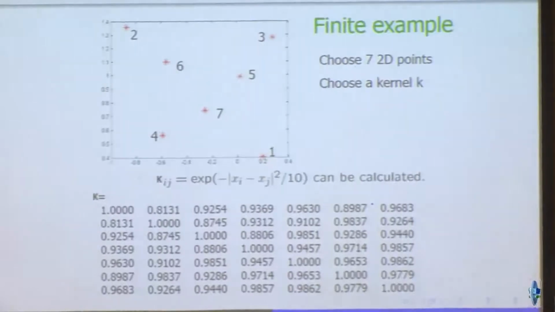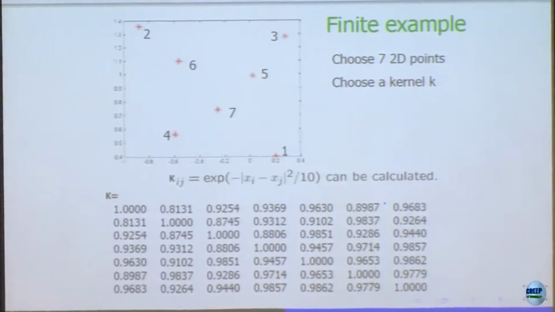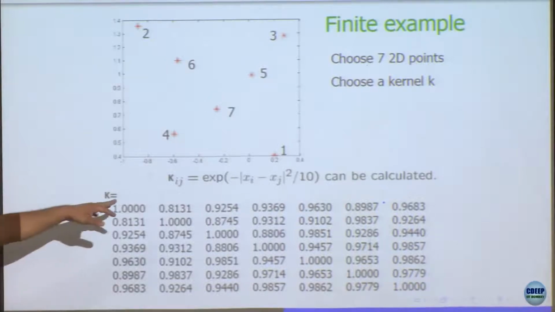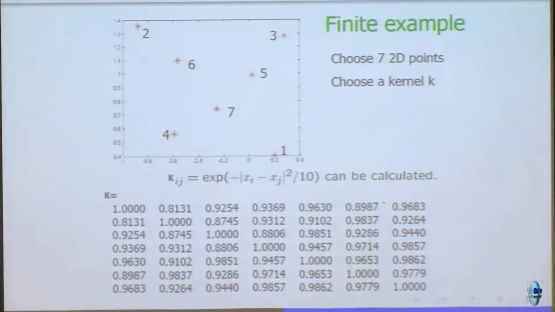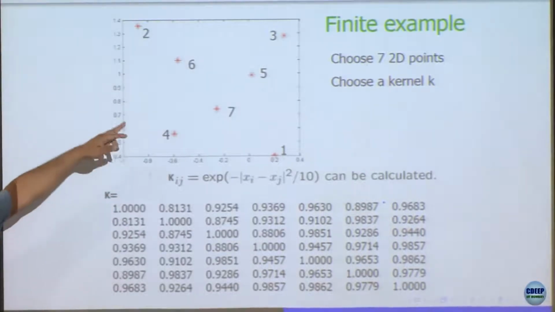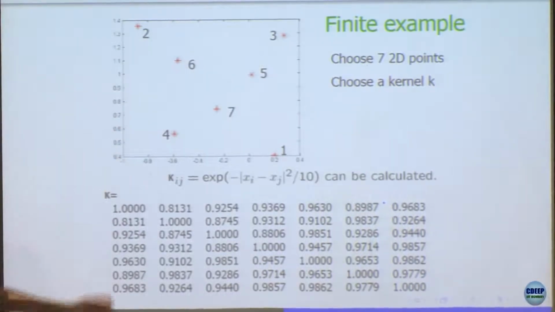So let me show you an example. You can actually simulate this. I'll give you the code. This is a simple Scilab script. So exp of minus (xi minus xj) squared divided by 10 is how I computed the kij entries. Now, for some choice of points, these 7 points, we have the K matrix computed here. So this is how I computed K.